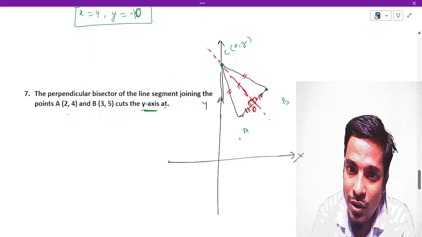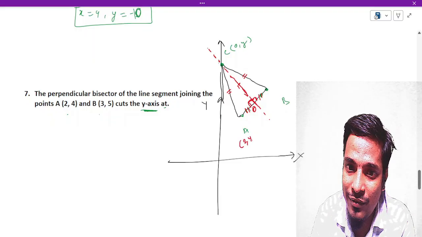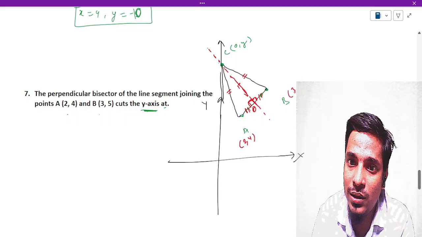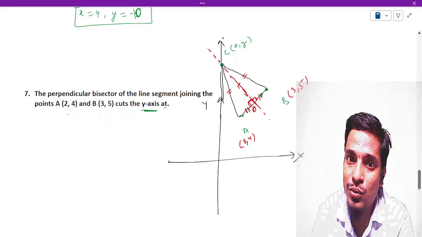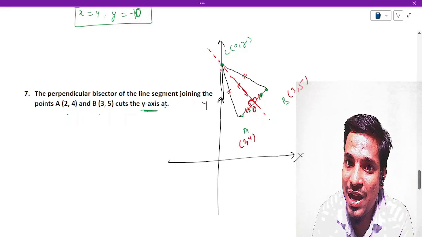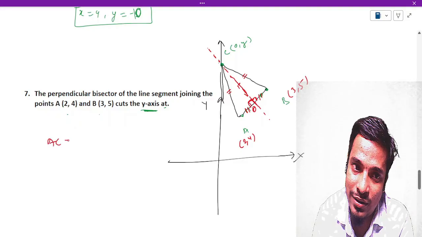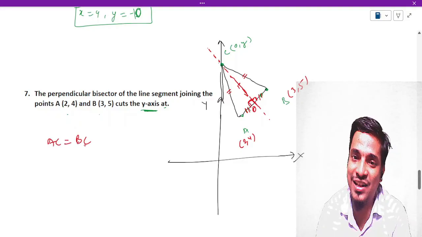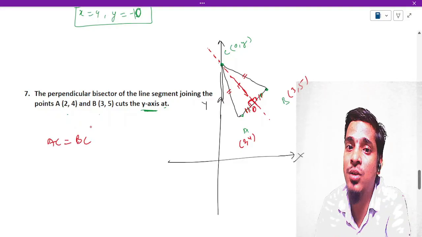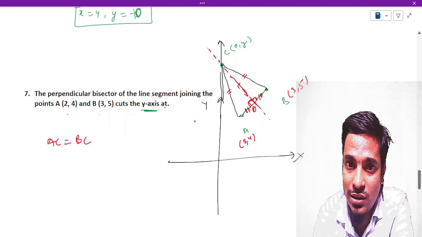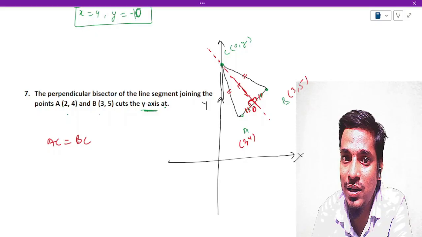And we have given the coordinate of A, which is (2, 4), and the coordinate of B, which is (3, 5). So to know the coordinate of C, we just have to use this concept: AC is equal to BC, meaning equidistant, right? Right or not?